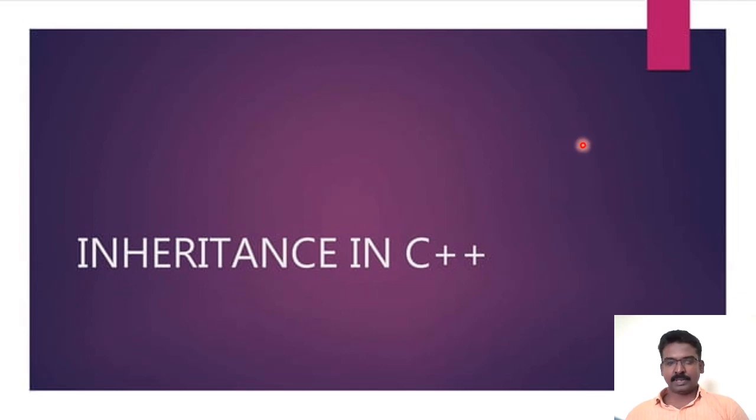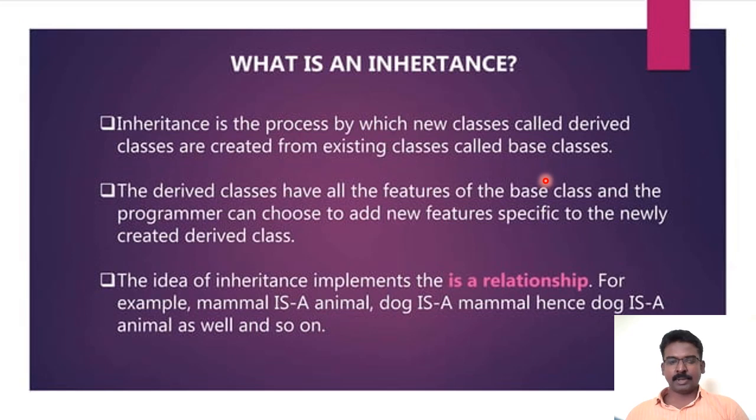Let's see what inheritance is in C++. Inheritance is nothing but the process of inheriting features from the base class to the derived class. In the sense, a new class is created by deriving some of the features from the base class, and some new properties are added to the derived class. So now the derived class will have new features as well as the features of the base class.